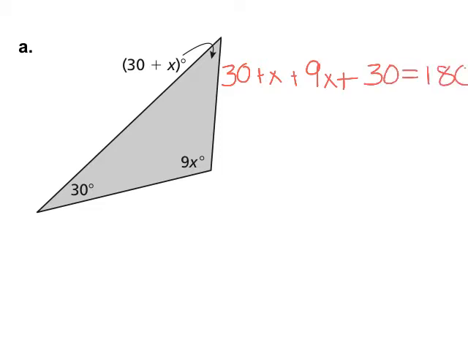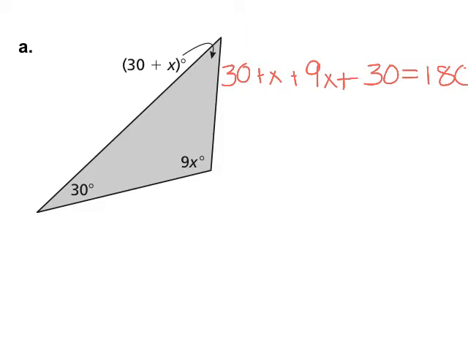A big mistake a lot of you made that I just want to address really quick: you looked at this 30 plus x up here, and you said that that was 30x. Why is that wrong? They're not like terms, right? 30 and x are not like terms, so I can't combine them together to make 30x. So just be careful with that.